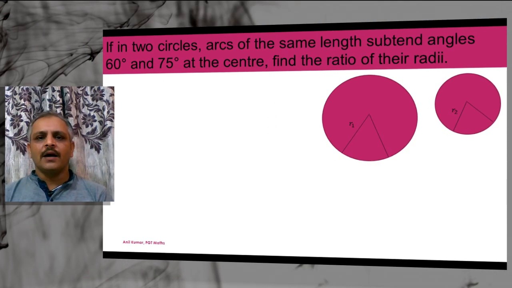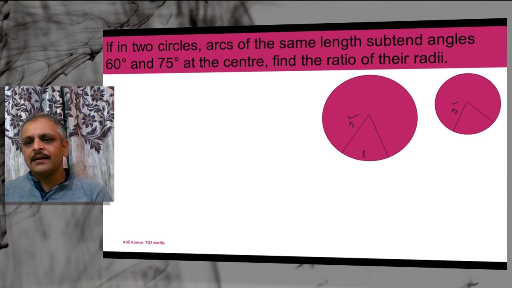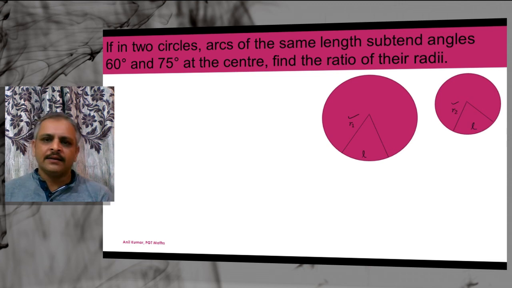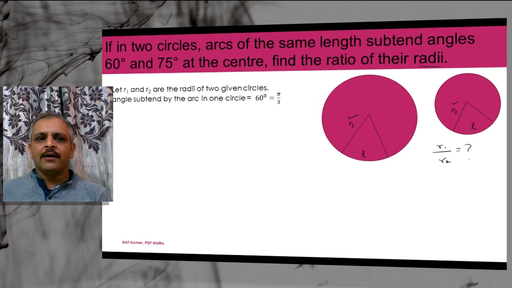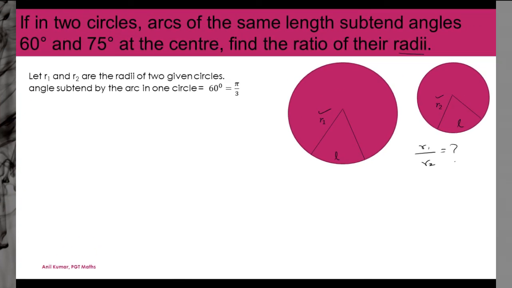In two circles, arcs of the same length subtend angles 60 and 75 degree. So here I have taken two circles of radius R1 and R2, and let the arc lengths be equal in both the cases. This is L and this is also L. We have to find the ratio of their radii, that is, we have to find R1 ratio with R2. So the angle subtended by the first circle is 60 degree, and 60 degree can be written as pi by 3 radian. And the angle subtended by the second one is 75 degree.